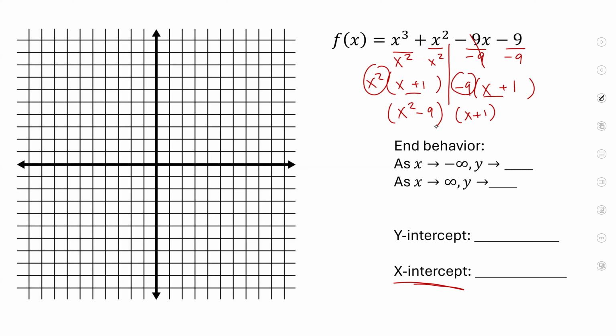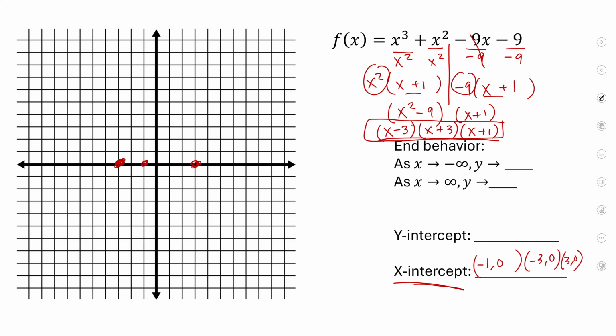Henry, are we done here? What can I factor this further as? Perfect. Thank you, Henry. So guys, these are my factors. That means, Prachi, what are my x-intercepts? If these are my factors, what are my x-intercepts? Perfect. All right, so those x-intercepts will now go on my graph, -3, 3, and -1.